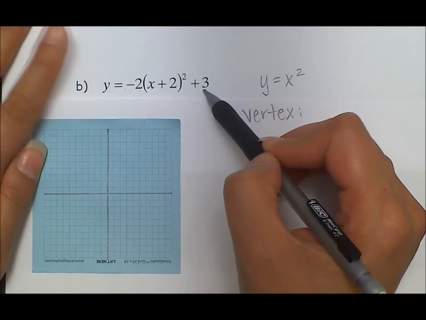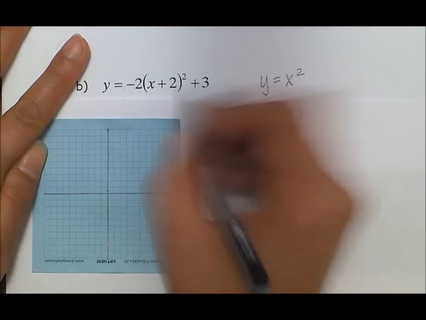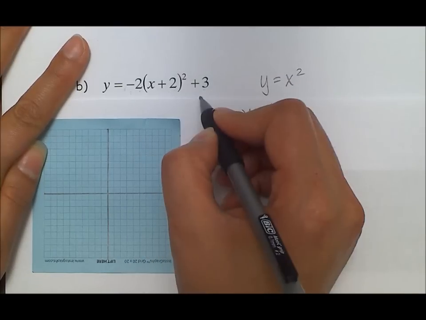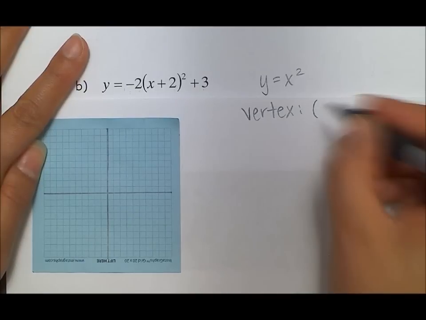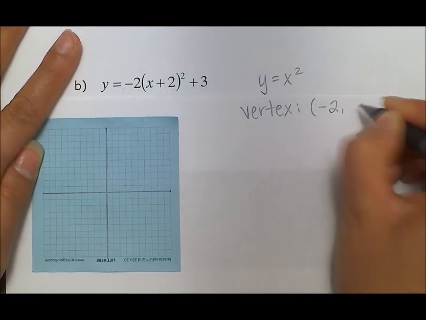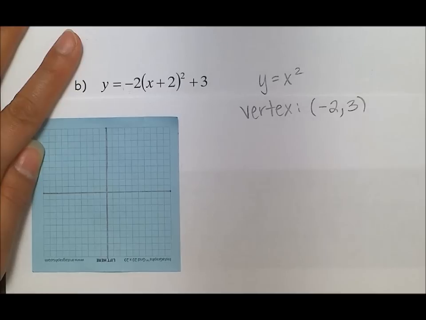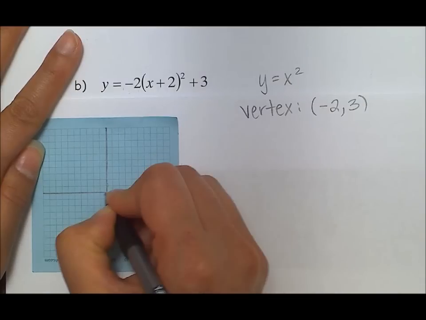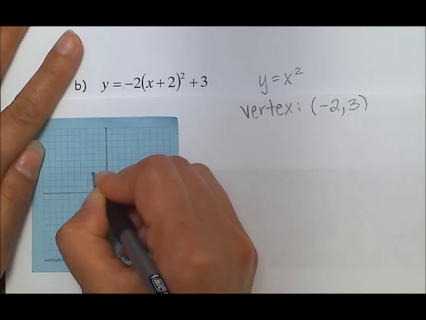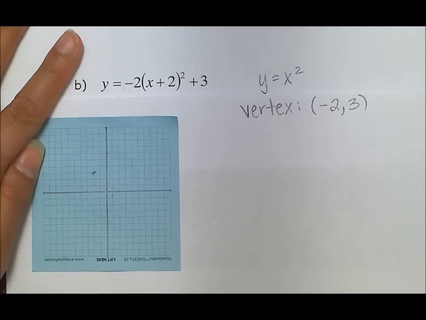So, based on the shifts left and right and up and down, we can tell where our vertex is going to be. So, the vertex in this case is left 2 and up 3. So, at -2 and +3. So, I'm going to start by plotting that. So, I'm going to move to the left 2 and up 3. And there's the vertex of the function. And from there, I'm going to use the step pattern.